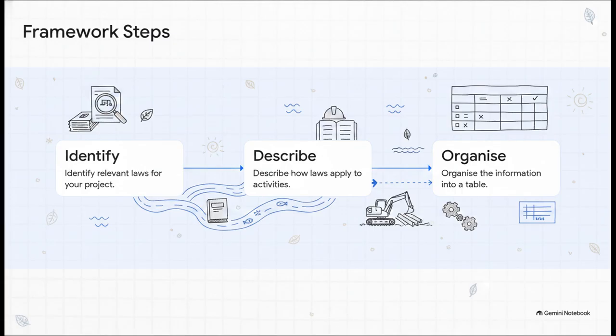Step 2, describe exactly how those laws apply to your day-to-day project activities. Like, how does a local water act affect your site sediment runoff? And step 3, organize all that generated information into a clear, easily accessible table. By laying out these steps logically, you're ensuring that every single legal requirement has a direct counterpart in your operational plan. It's all about mapping the law directly onto your daily work on the site.